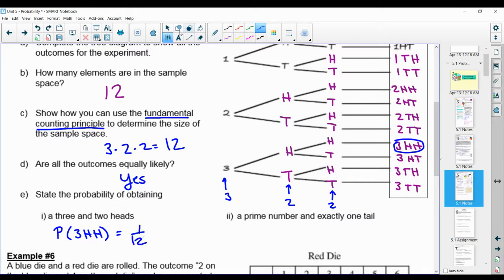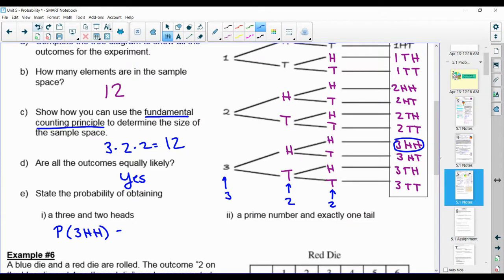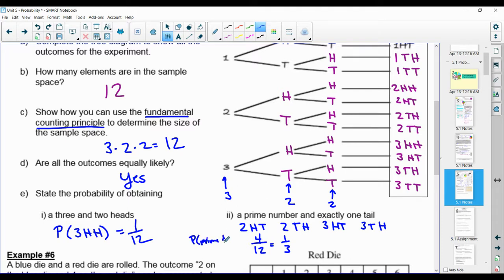Now, what about the probability of getting a prime number and exactly 1 tail? Well, the probability of getting a prime number and exactly 1 tail will include the 2s and the 3s. Remember that 1 is not prime. So we could have a 2 and a heads and a tails. We could have a 2 and a tails and a heads. We could have a 3 and a heads and a tails. Or we could have a 3 and a tails and a head. So that probability, there's 4 possible outcomes out of 12 total possibles. That reduces to 1/3. So the probability of prime and 1 tail would be 1/3.